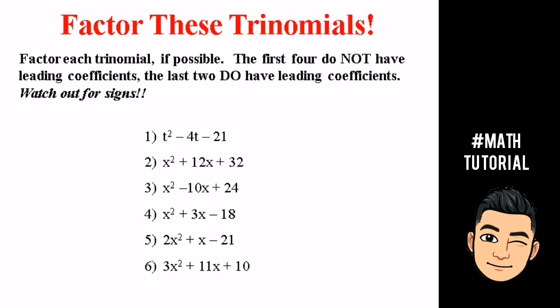Okay, factor these trinomials. Factor each trinomial if possible. The first 4 do not have leading coefficients that are equal to 1. The last 2 do have leading coefficients that are greater than 1. Please watch out for signs. So that is 1 to 6. So please get pen and paper for you to be able to answer 6 items.